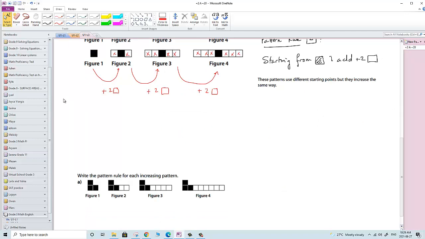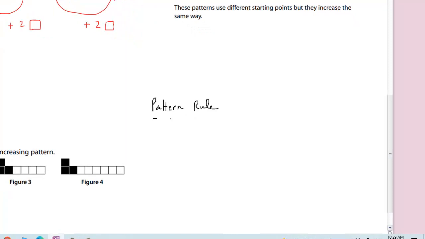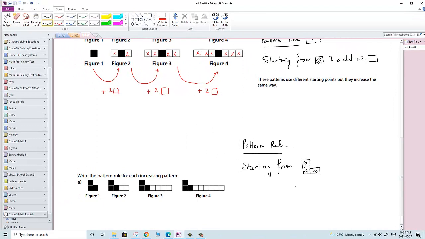Last one, write the pattern rule for each of these increasing patterns. So I'm going to check here, how can I write the pattern rule? Again, I need to know where I'm starting. Actually, I'm starting from 3 black blocks, 1, 2 and 3 black blocks.